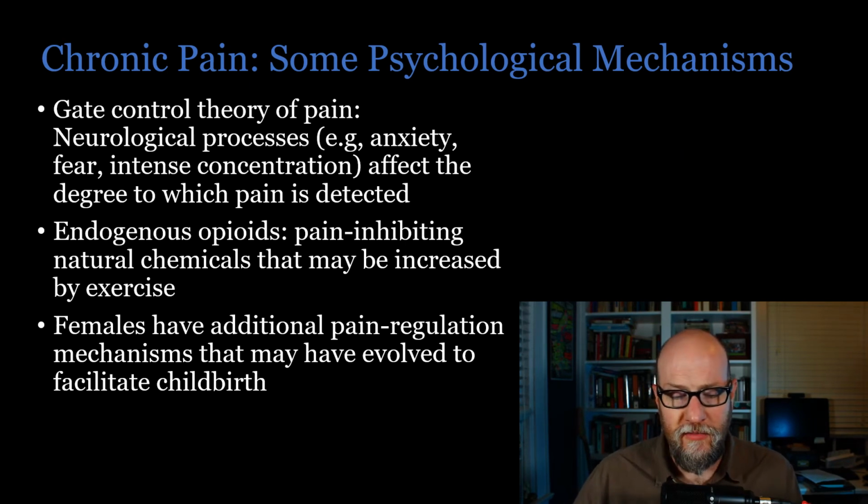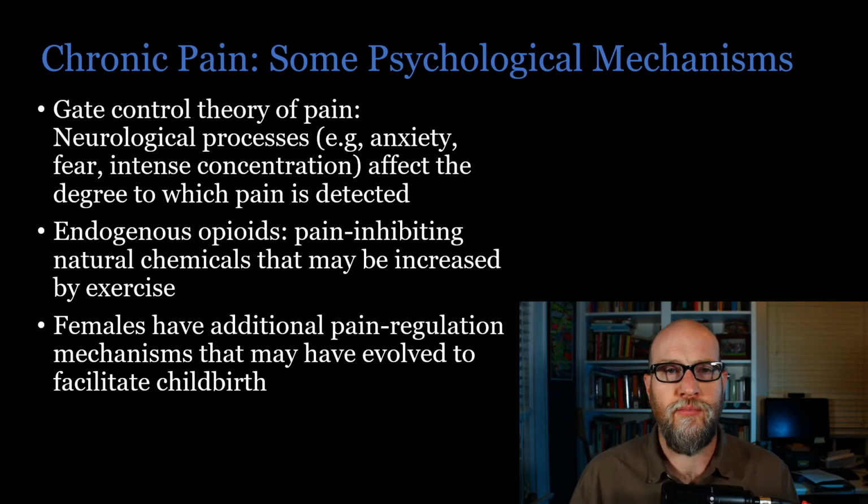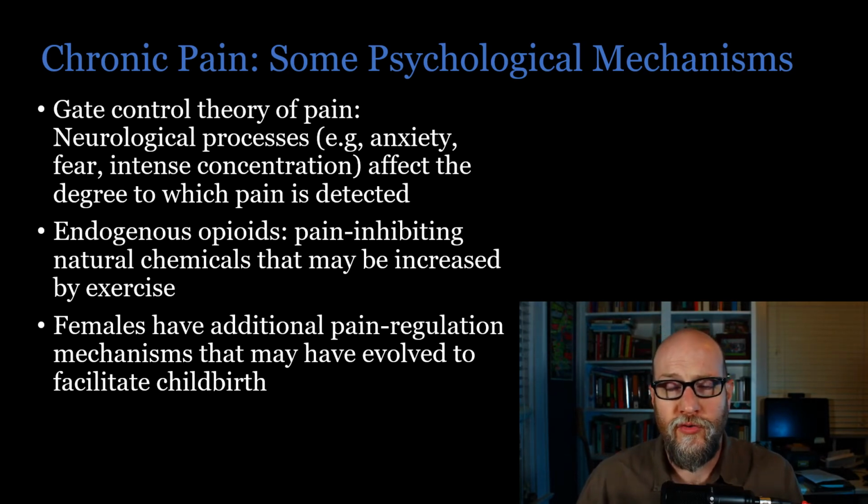There are some psychological theories and mechanisms at play in how we think the brain processes pain, how it controls it, how it understands it. One is what's called the gate control theory of pain, which is a neurological process. Things like anxiety, fear, and intense concentration can affect the degree to which pain is detected. Essentially, the mental process, the circumstances that are going on psychologically, can really affect how you are able to detect and experience that pain.